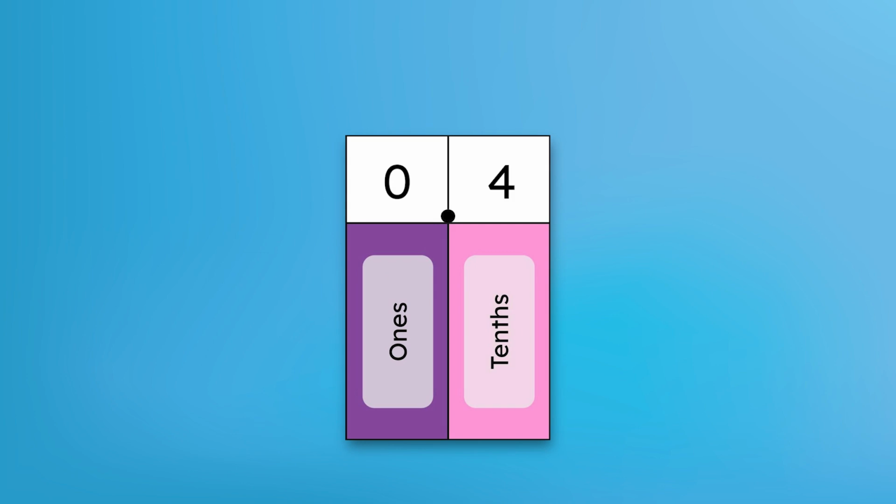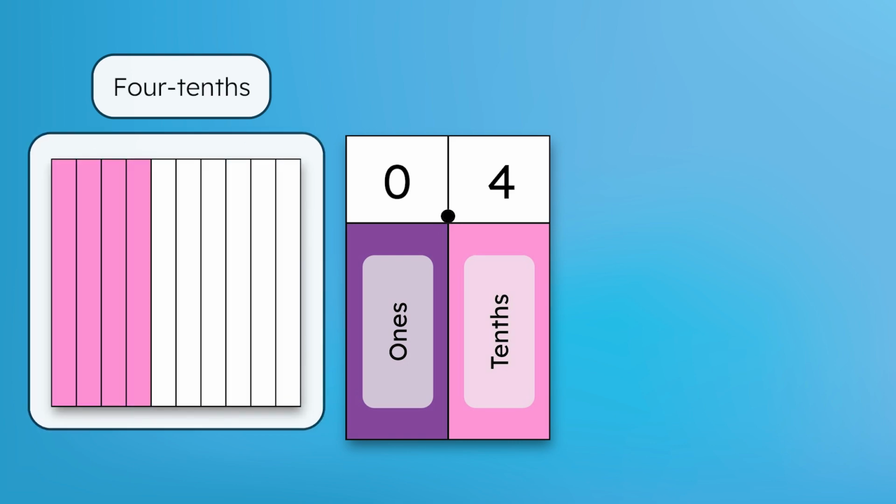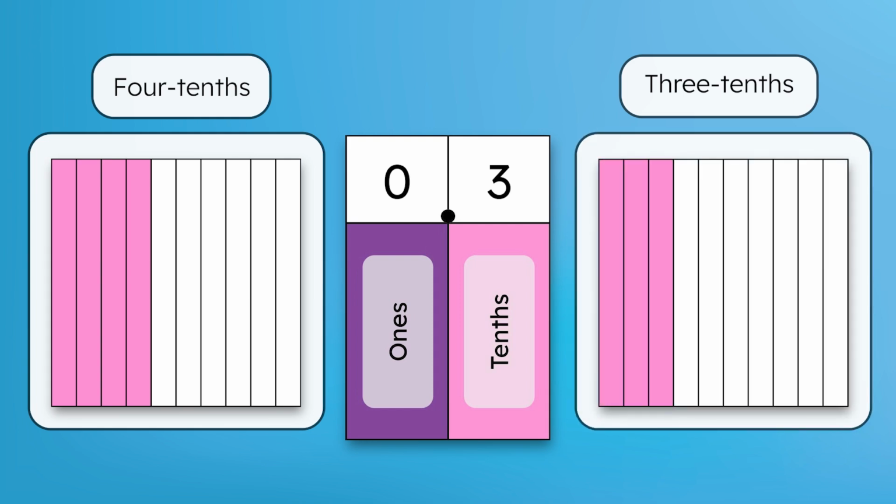Our first number has a 0 in the ones place and a 4 in the tenths place. So the value is equal to 4/10. On the place value model, we shade in 4 1/10 pieces. Next, we have 0.3, which we read as 3/10 and show with 3 pieces colored in on our place value model.